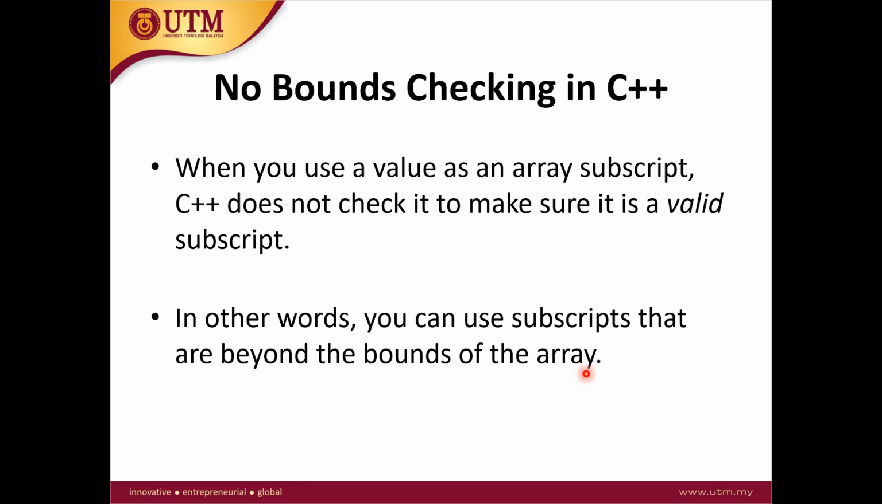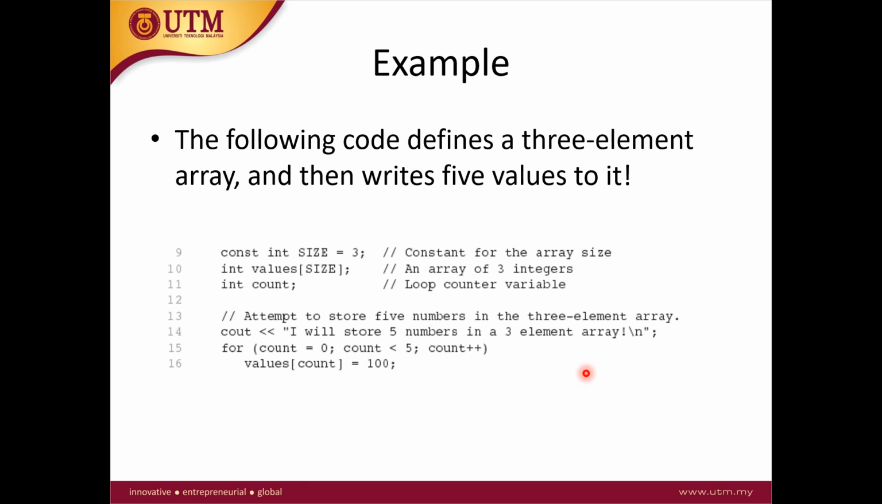Look at here, we can learn it easier using this example. So the size of this array is 3, and the int values size, so we've got 3 indexes, 0, 1, and 2.